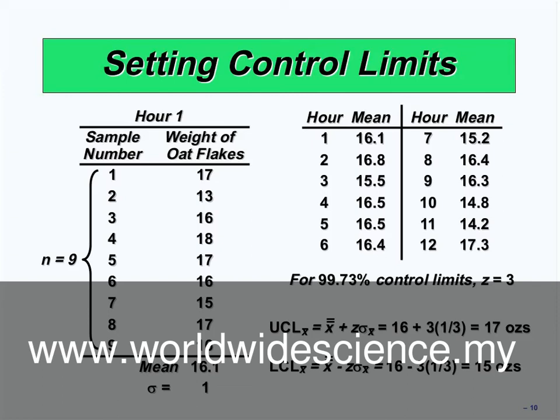You see, UCL equals X bar bar plus Z sigma X bar. X bar bar is 16 here. The average of this calculation has become 16, as you see. Please look at the UCL and LCL at the bottom of the page. UCL equals X bar bar plus Z sigma X bar. X bar bar is 16. We wrote it here directly.